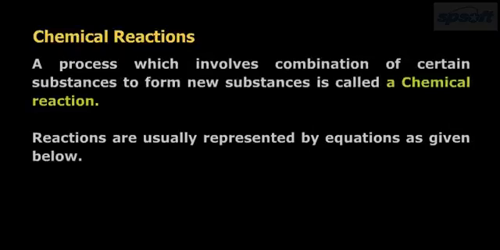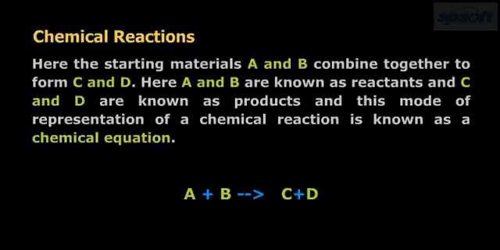Chemical reactions: a process which involves combination of certain substances to form new substances is called a chemical reaction. Reactions are usually represented by equations as given below. A + B gives C + D. Here, the starting materials A and B combine together to form C and D. A and B are known as reactants and C and D are known as products. And this mode of representation of a chemical reaction is known as a chemical equation.